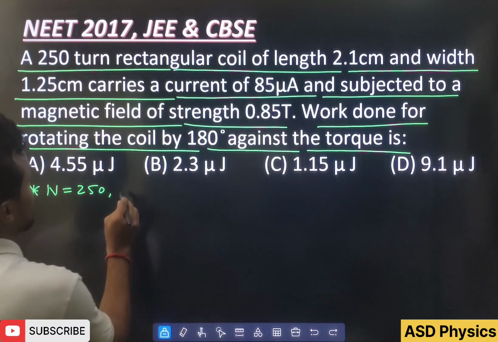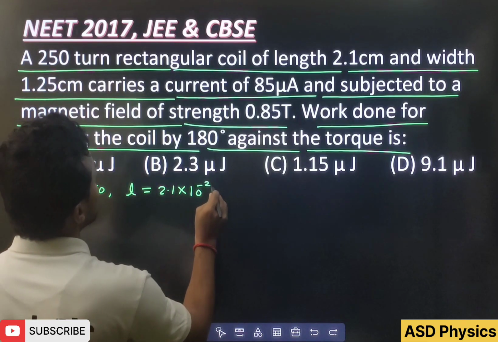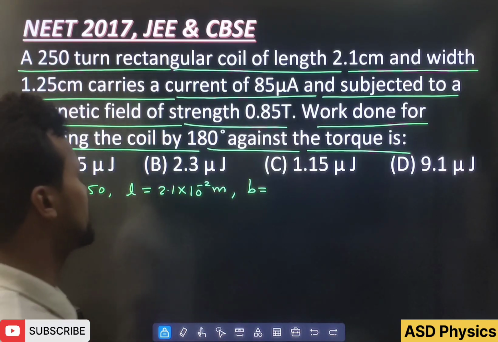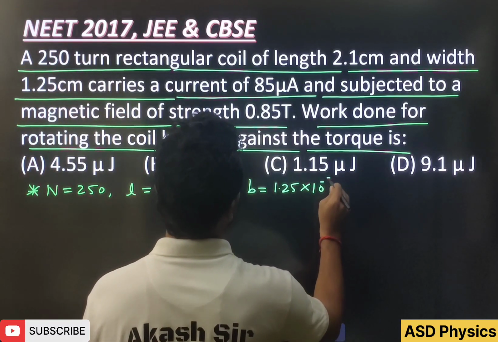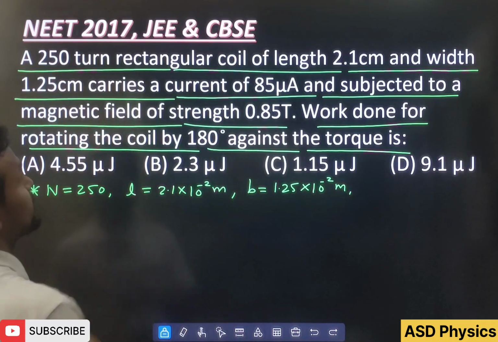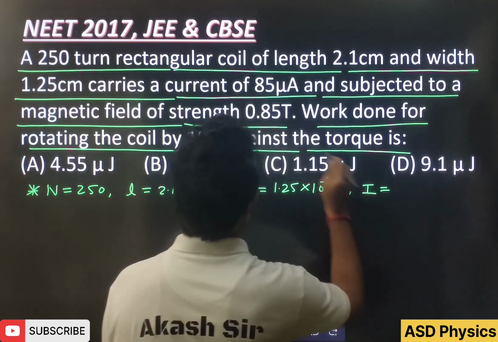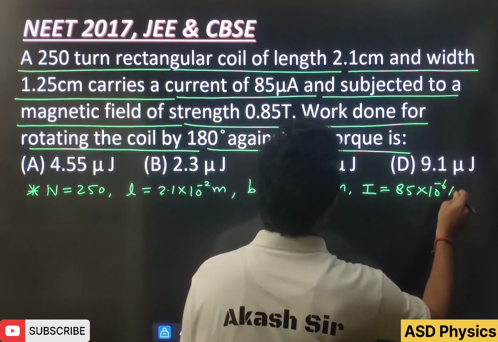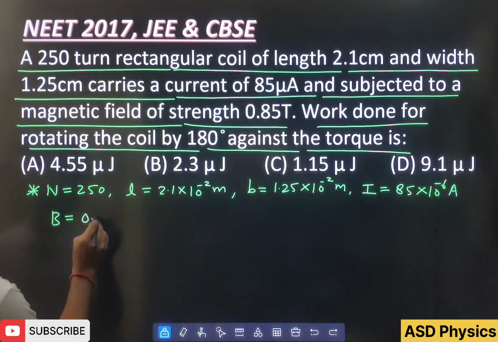And length is given as 2.1 centimeters, so 2.1 into 10 to the power minus 2 meter. Breadth, what is given here? Length, breadth, or we can say width, anything is okay, not a problem. It is 1.25 centimeters, so 1.25 into 10 to the power minus 2 meter. How much current is given? The current is 85 microampere, that means 85 into 10 to the power minus 6 ampere, subjected to a magnetic field. Magnetic field is 0.85 Tesla.